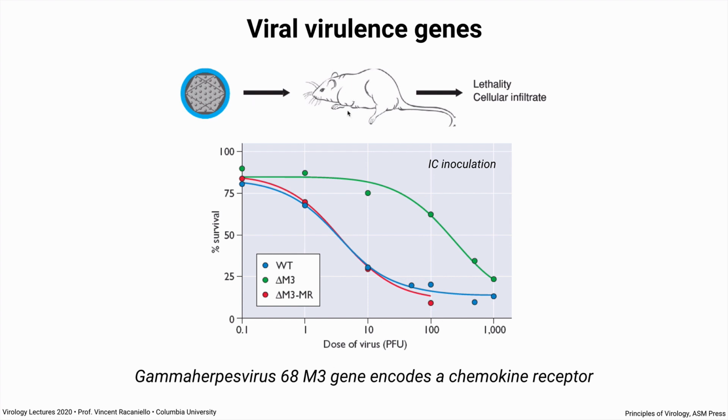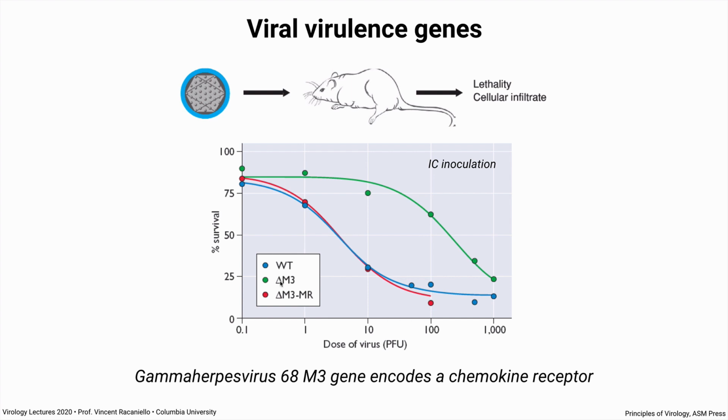So here we've taken mice, inoculated them intracerebrally, and we're measuring virulence in this assay by the percent survival. So you take the wild-type virus in blue, and you add increasing doses of virus intracerebrally, and you can see with increasing doses you get less survival. So at the left here, 100% survival. At the right, approaching 0. So that's the curve for blue, and you could calculate the 50% survival as about 5 PFU or so. So that would be the LD50, lethal dose 50%.